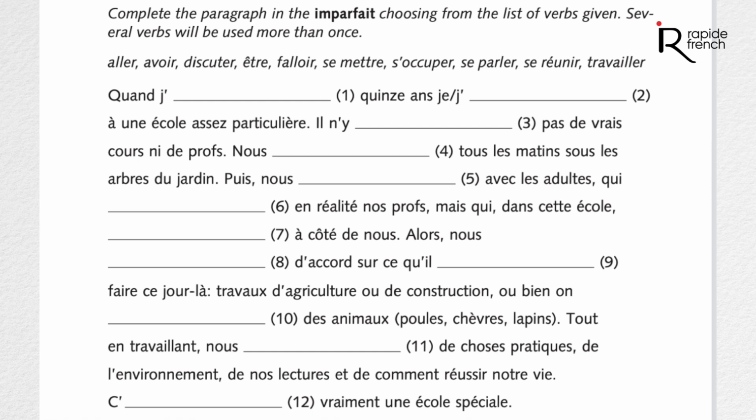All right, just to test your knowledge, now, can you complete this paragraph in the imperfect, choosing from the list of verbs given? Okay, so you're free to use the verbs more than once, but you have to choose from the list given. You can do this and drop your answers in the comment section.